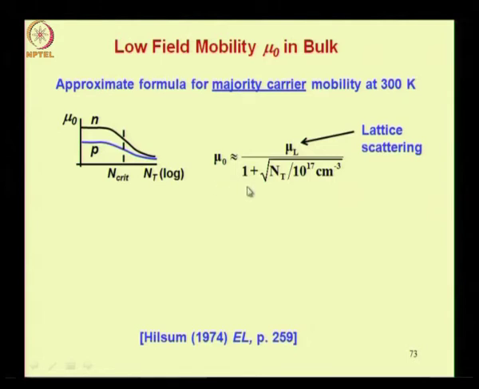Now that expression is shown here, in which the numerator mu suffix L is lattice scattering. Evidently this total impurity concentration here is the effect of ionized impurity scattering. Now let us see how this kind of a formula can result from this shape. Okay.